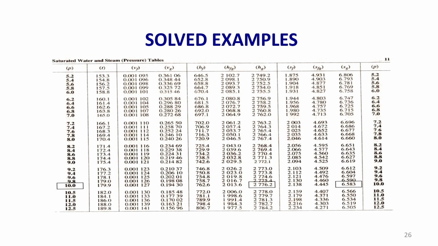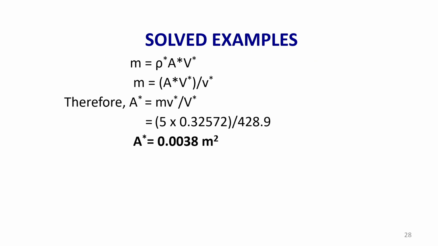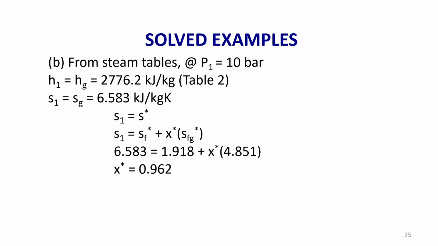Now, from the steam table, since we know the condition of the steam is dry saturated, I will directly refer to table number 2, corresponding to the inlet pressure of 10 bar, and read out the Hg value and Sg value. Do not refer to the superheated property tables for this case, because it is clearly given that at the inlet the steam is saturated. So 2776.2 and 6.538, that is what I have written here, from table number 2.